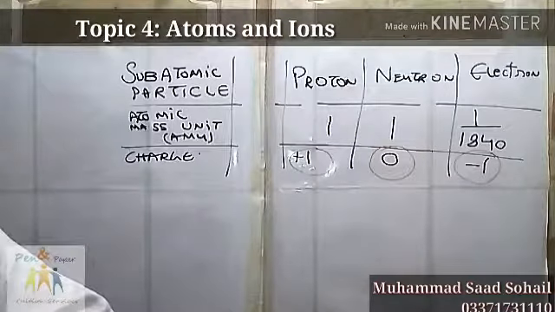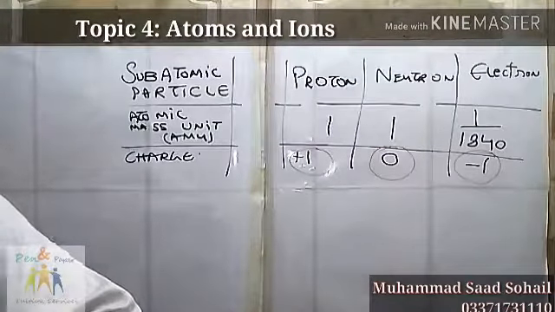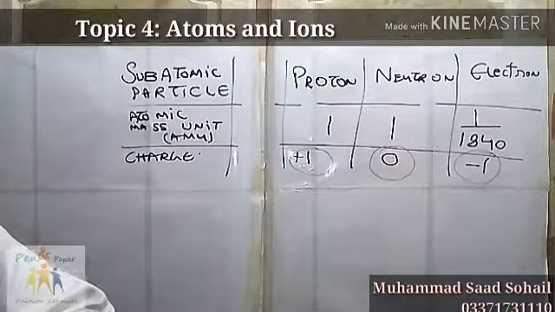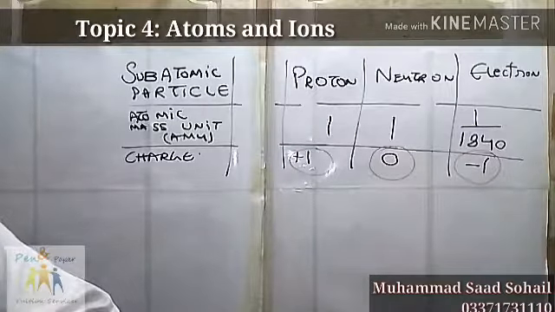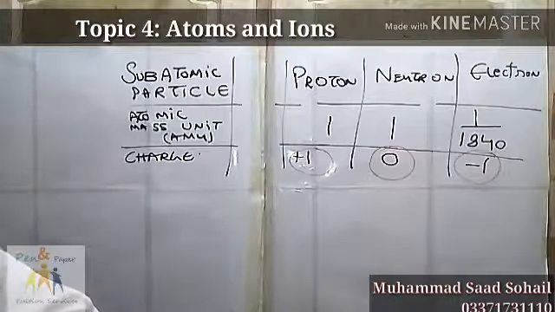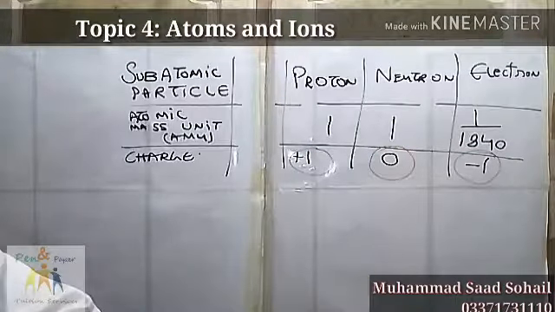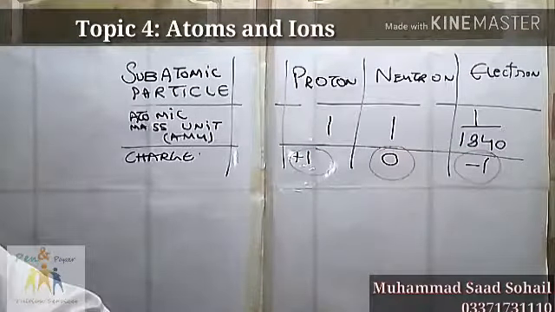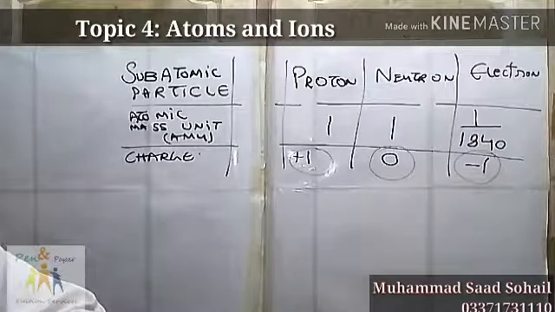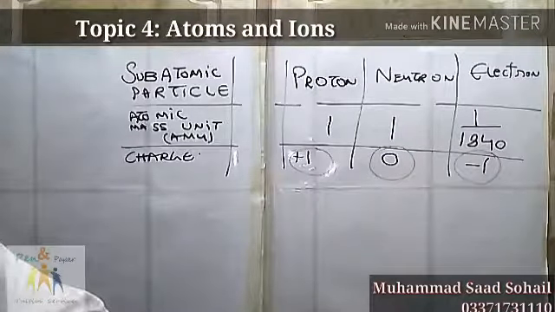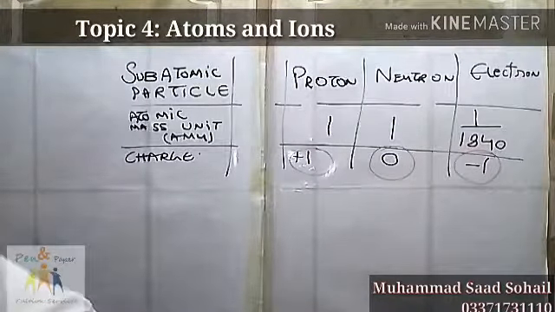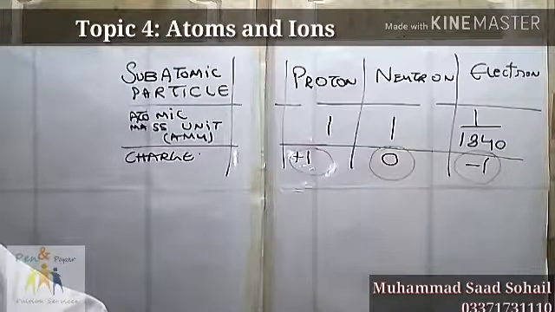Now, if we look at protons and neutrons, they are specifically found in the nucleus of an atom. They are collectively known as nucleons. On the other hand, electrons are found outside the nucleus. They are arranged in shells, also referred to as energy levels, which surround the nucleus.